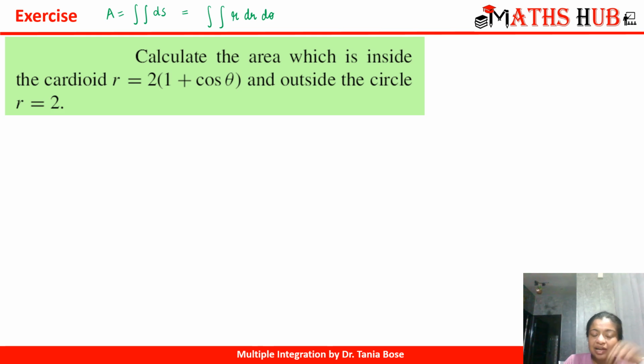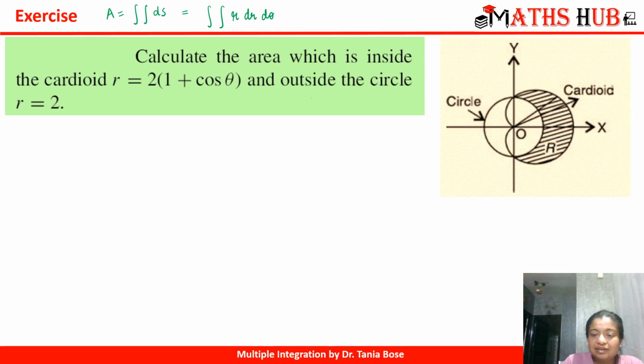So now, when we are calculating the area which is inside the cardioid and outside the circle, again I will request you to check my videos on curve tracing. They will help you learn how to trace these curves, right? Because if you're unaware of tracing these curves, then these questions seem to be very, very difficult, right? So now when it is a cardioid, you can see that this is the shape of the cardioid, r equal to 2 times 1 plus cos theta, and r is equal to 2 is a circle passing through the origin and the radius is 2, right?